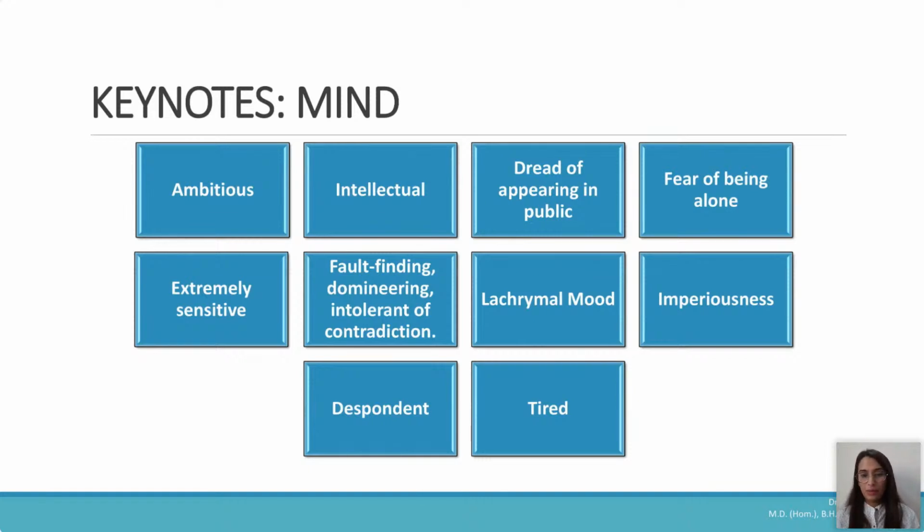Next is the lacrimal mood of Lycopodium. They are constantly weeping, they are sad, they are gloomy individuals. Now, despite this lacrimal mood, there is this imperiousness, that is the dominating nature of Lycopodium. Now, what happens is they are intellectual, they are ambitious, and through that, they reach a certain rank in their life. Now, when they reach a certain level of position in their life, they do develop this dominating nature. Okay, it is not a full-blown ego. I would say it is a dominating nature because of their rank.